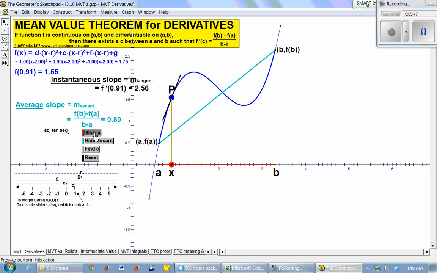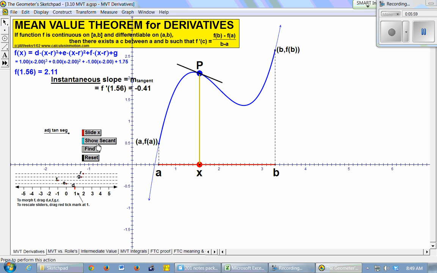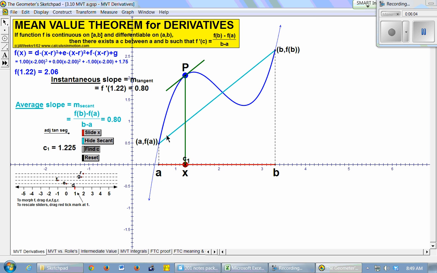So we can slide x, do it on its own. All right, and then we can have it find the c value for us. I'll reset and find c. There it is. It says c happens at 1.225, and then there's another one at 2.775 hidden. All right.